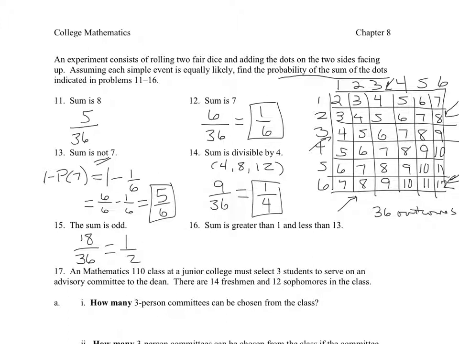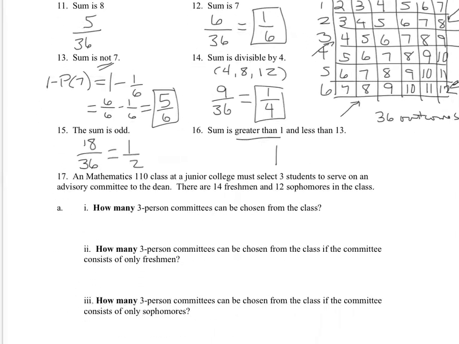All right. What is the probability that the sum is greater than 1 and less than 13? Well, look carefully at that table. How many of these numbers are greater than 1? All of them. How many of these numbers are less than 13? All of them. The probability of that happening is 1, because there isn't anything in the table that doesn't meet both of those conditions. So that would be fairly simple if you just think about it.